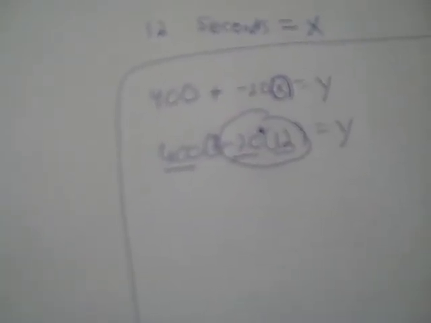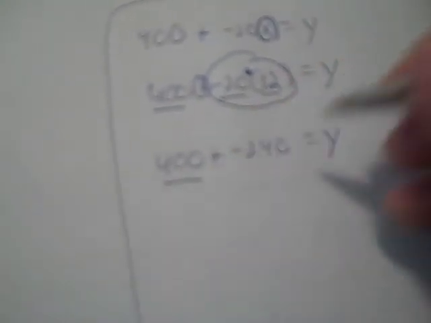So now know your operators. Between this and negative 20 is a plus, and between that and 12 is no operator, so that's times. So we need to times first. That's negative 240. So I have 400, the plus operator, and then negative 240 equals y. And the operator here is plus, and I can just add those. 400 plus negative 240, 160.